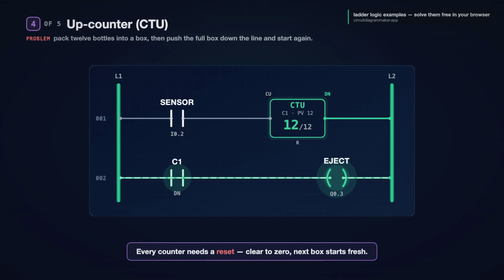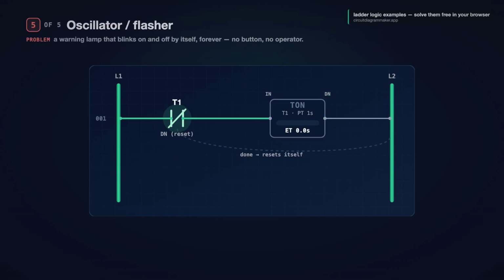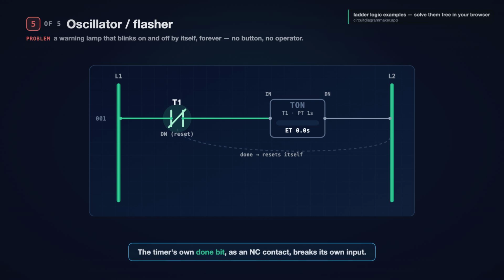And counters can remember their value through a power cycle if you make them retentive. That is how a machine resumes mid-batch after a stop. Counters run your world. Parts per pallet, cycles before maintenance, people through a turnstile. Count the pulses, act on the total, reset, repeat.